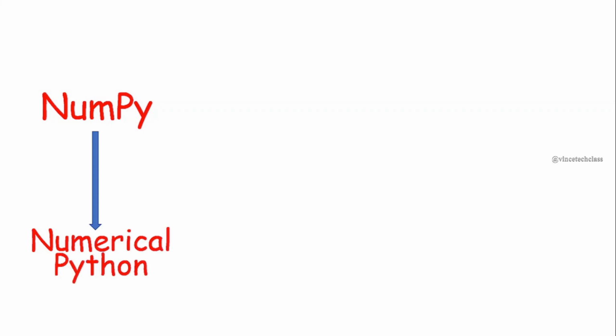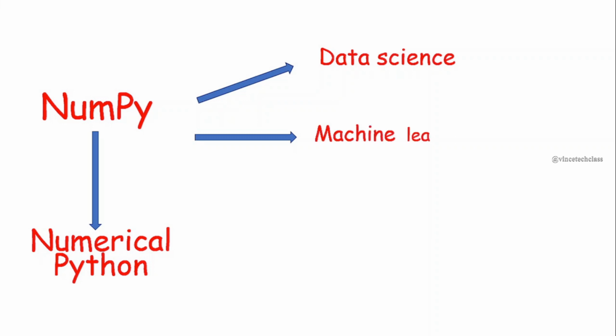Now in today's tutorial, I'm going to walk you through NumPy, which is short for Numerical Python. NumPy is a very powerful library in Python for numerical and mathematical operations. It provides support for large multidimensional arrays and matrices, along with a collection of mathematical functions to operate on these arrays. NumPy is also a fundamental package for scientific computing in Python and serves as the foundation for various other libraries and tools used in data science, machine learning, and numerical simulations.